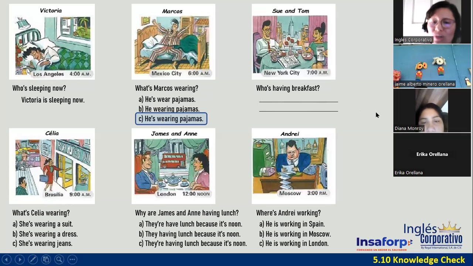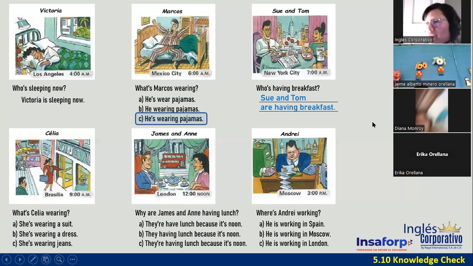Who's having breakfast? It's 6 p.m. Pero ¿quién? ¿Quién está desayunando? Who's having breakfast? Sue. Dígame, Diana. Sue and Tom. Correct. Are having breakfast. That's correct, right? Sue and Tom are having breakfast. Very good. What about number four, Celia?